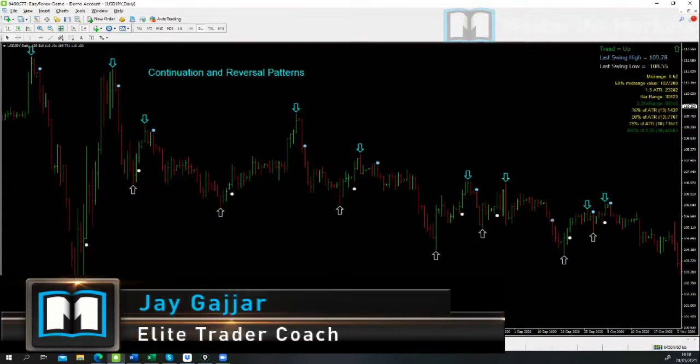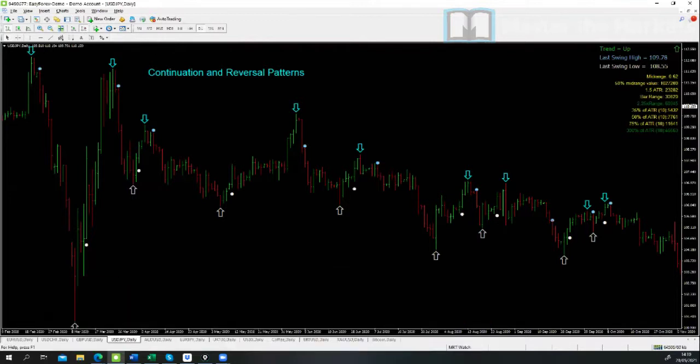And today I'm going to talk to you about continuation and reversal patterns. So as we know, the markets always move in phases. As you can see from the chart that I have open here already, you've got all these swing highs and swing lows, and they denote that the market has turned at that point.